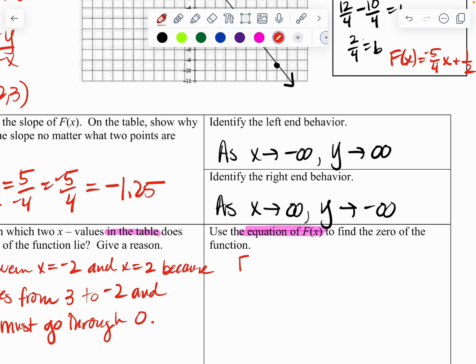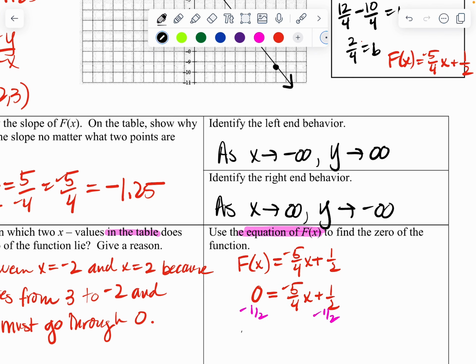So we know f of x equals negative 5/4 x plus 1/2. We want to know when that is 0, so we're just going to make that equal to 0. That's what a 0 is, when f of x equals 0. And now we're going to solve it. We're going to subtract 1/2 from both sides. So that leaves us with negative 1/2 equals negative 5/4 x. And then we can multiply each side by negative 4/5.